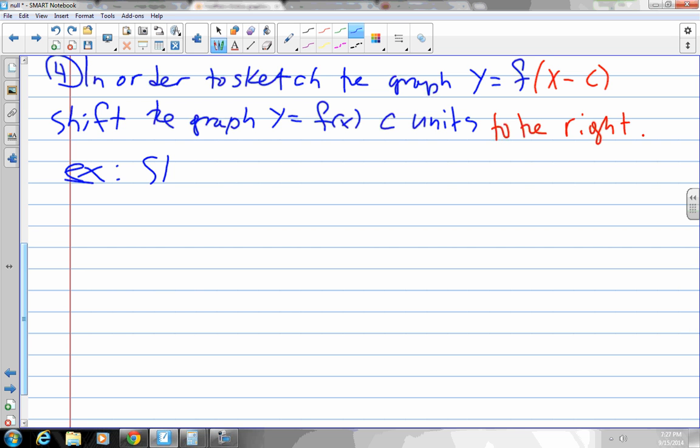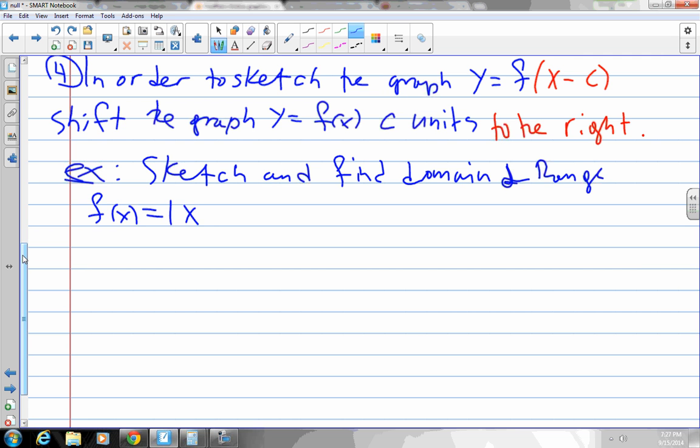So I want us to sketch and find domain and range. Because again, remember, we can always find the domain, but in order to find the range, we need to see a graph. So a quick sketch, we don't need to have a precise graph, but a quick sketch helps. So that's what we're going to do. And the function that I want to play with, let's say f of x is absolute value of x plus 3 minus 1. So here's the function.